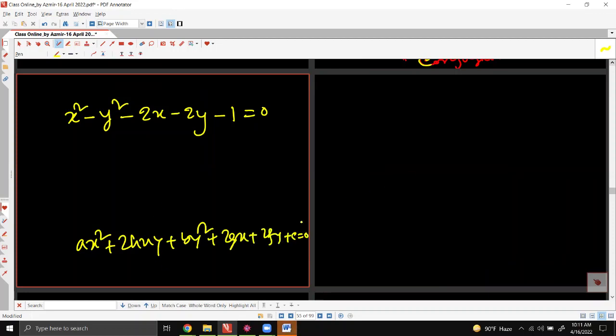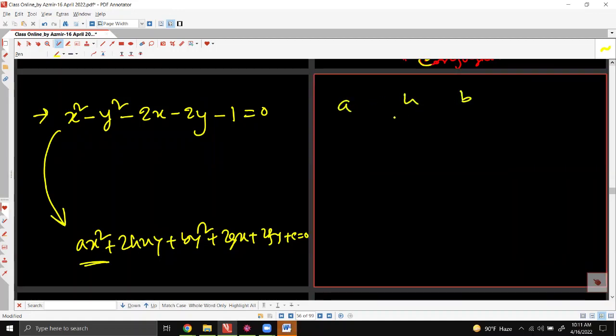So we have to compare this equation with the general equation of second degree. Then we will get a, b, h, and also g, f, c. Once we have all the values, then we will check ab minus h squared. If this is equal to 0, then parabola. If this is greater than 0, then ellipse. If this is less than 0, then we will get hyperbola.